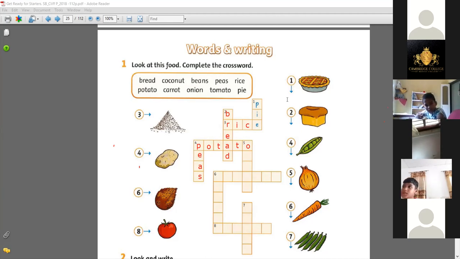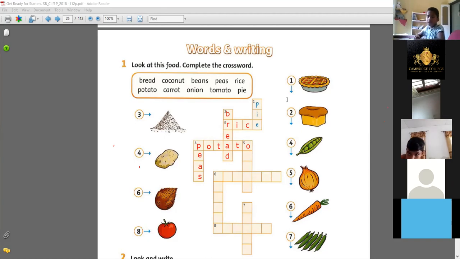Any questions? Slavin, have you finished? Yes, teacher. Anut, have you finished? Yes, teacher. Yes, good. Anybody who is still writing? I'm still writing, teacher. Okay, continue. Yes, teacher.